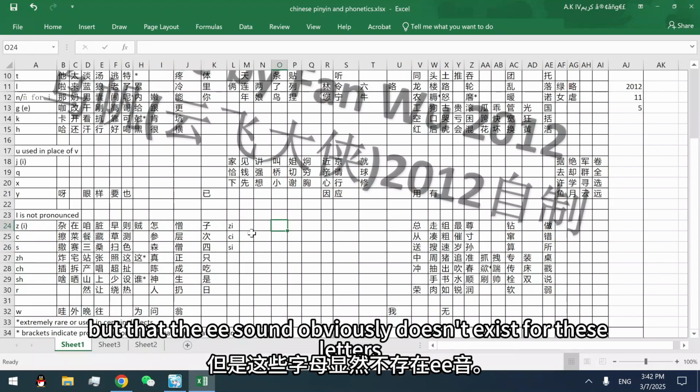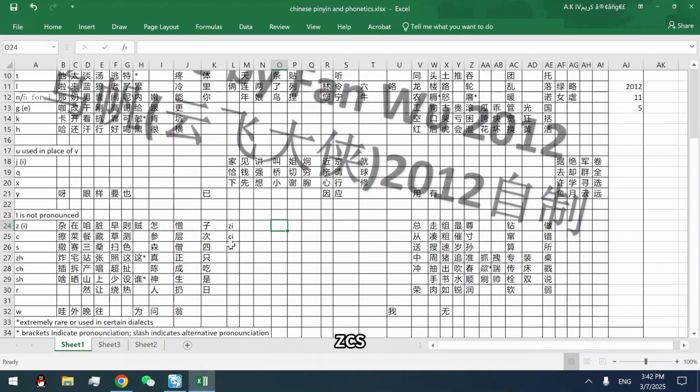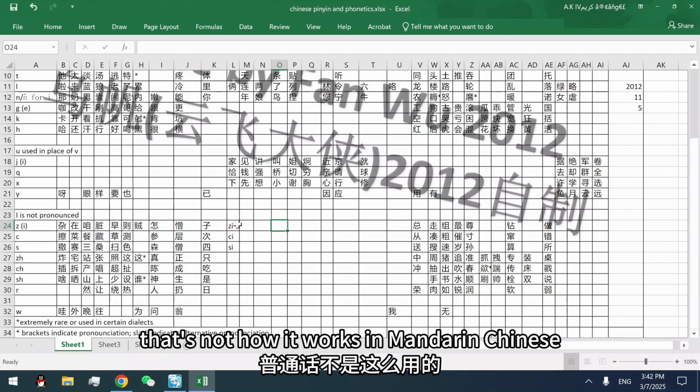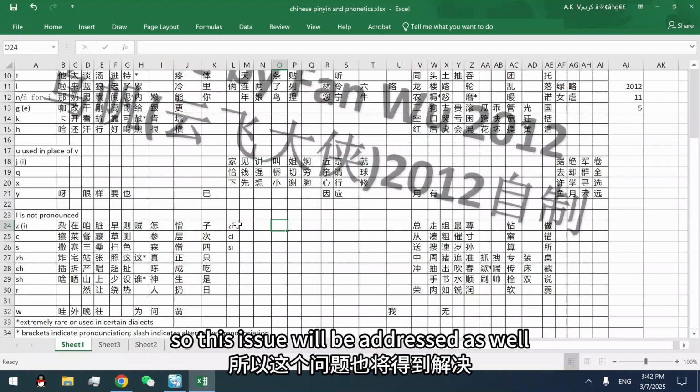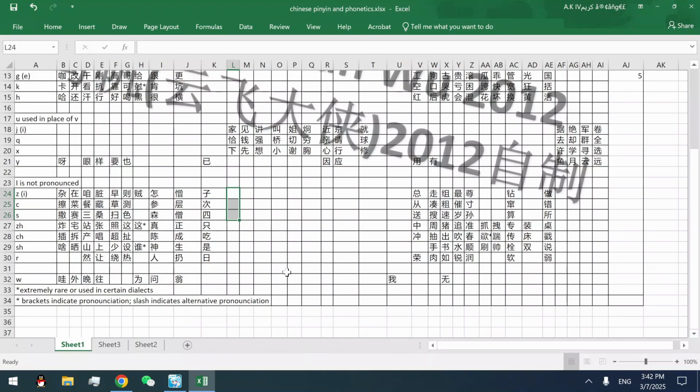But the I sound obviously doesn't exist for these letters, because instead of sounding like Z, C, S, it would sound like Zi, Ci, Si, right? Obviously, it doesn't exist. That's not how it works in Mandarin Chinese. So this issue will be addressed as well in the new Pinyin system.